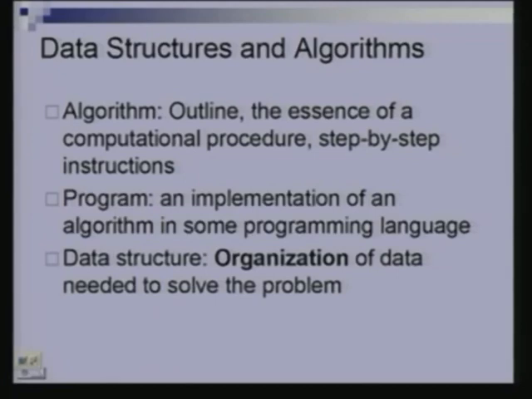An algorithm is an outline of the steps that a program, or any computational procedure, has to take. A program, on the other hand, is an implementation of an algorithm. It could be in any programming language. A data structure is the way we organize the data so that it can be used effectively by the program. You are all familiar with certain data structures, an array or a list, for instance.